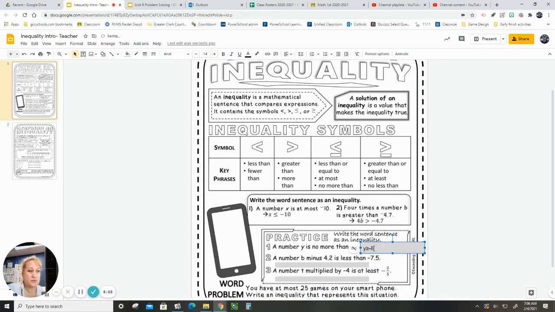Great. Now that I've shown you how to find all of those, you guys are going to push pause and you are going to solve them and then correctly write them, then come back and check your answers.